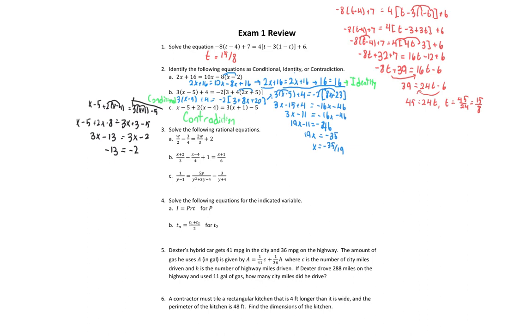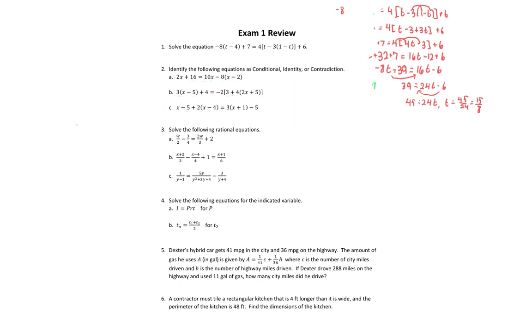Okay, I went ahead and erased all our previous work. Go on to number 3. We need to solve the following rational equations. So I'm going to write out this first one up here. W over 2 minus 3 over 4 equals 2W over 3 plus 2. Sorry, I usually do my 2's like that.